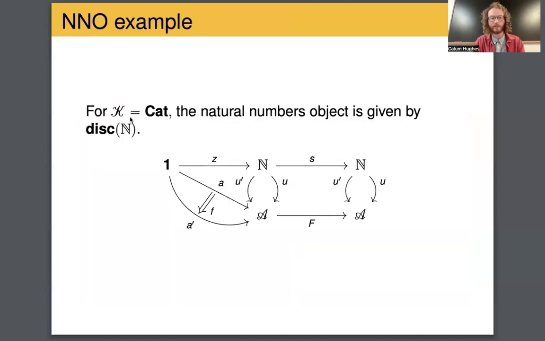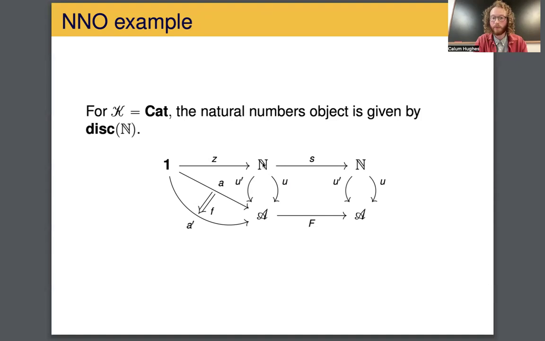Again, if we look at the example for K equals cat, then the natural numbers object in the two-dimensional sense is given by the discrete category on the natural numbers. To explain this a little bit, a functor from 1 to a small category A is just an object of A. Similarly, we've got an object A and an object A prime. And then a natural transformation between A and A prime is just a morphism from A to A prime in A.